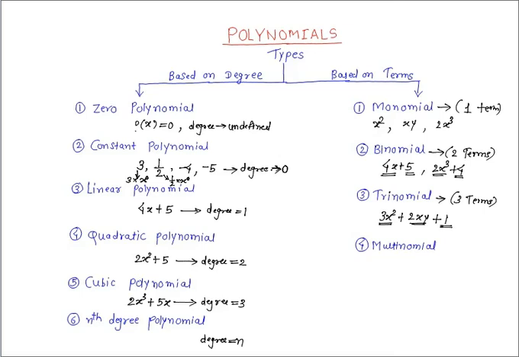Now in general, what is a multinomial? A polynomial with more than three terms is called a multinomial. For example, we have 2x cubed plus 3x square plus 5x plus 7. So it has more than three terms. So it's a multinomial. So that's about the types of polynomials.